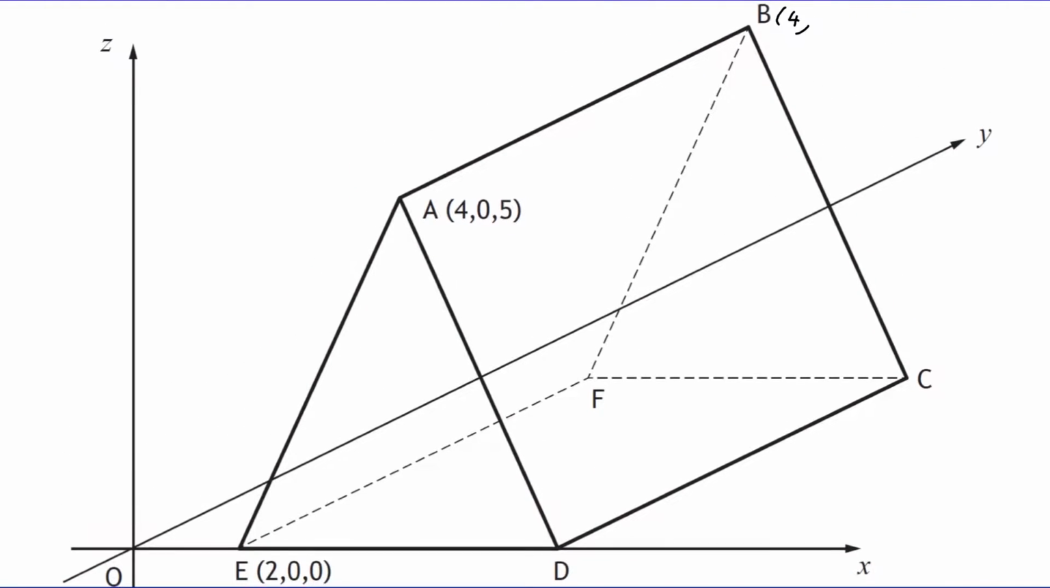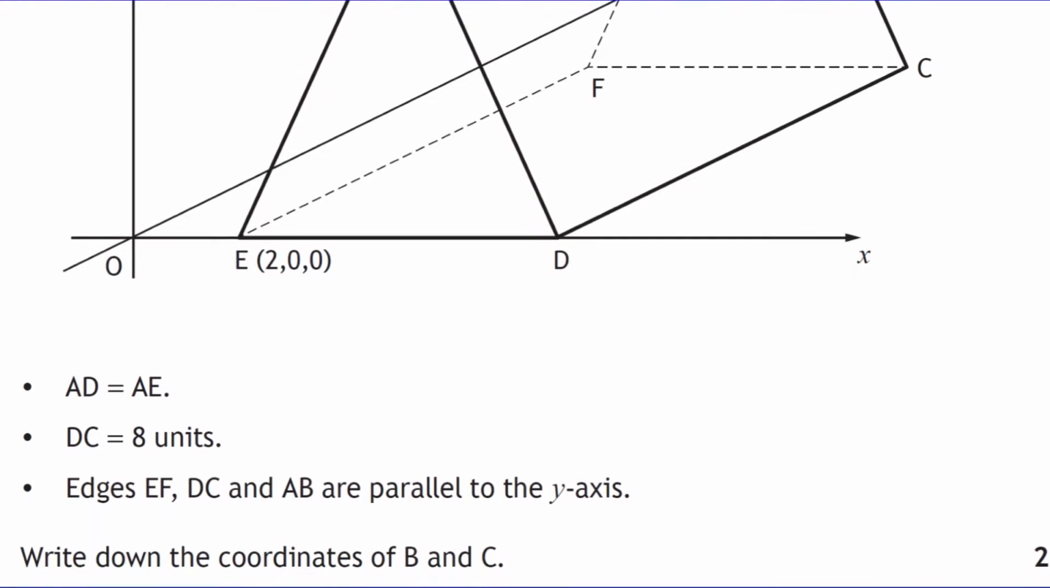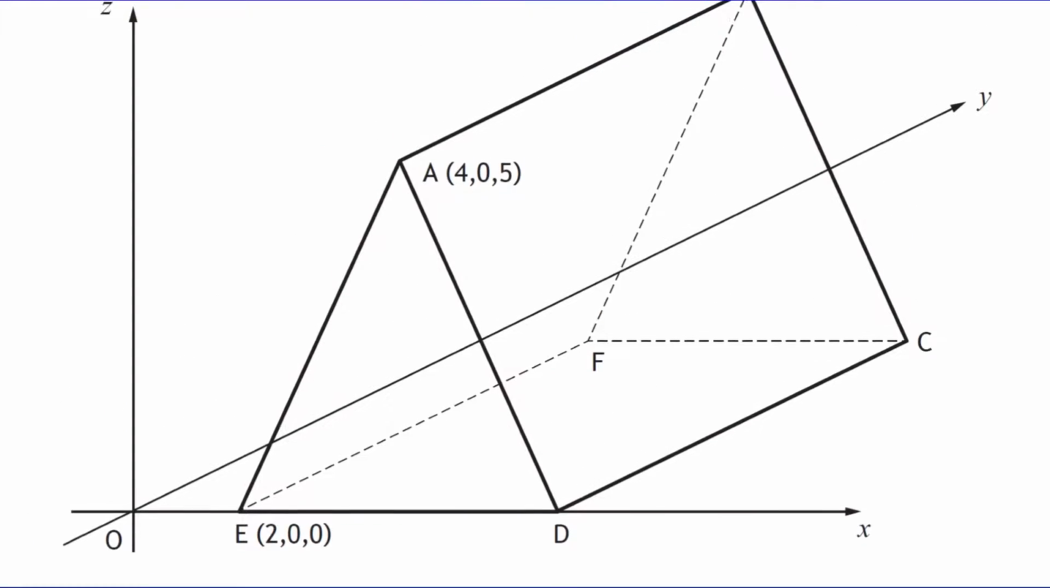So it's going to be a distance of 8 units back, and then it's going to be the same height as this point, so it's going to be 5 units vertically on the z-axis. It's also looking for us to find coordinate C. So let's have a look at C.